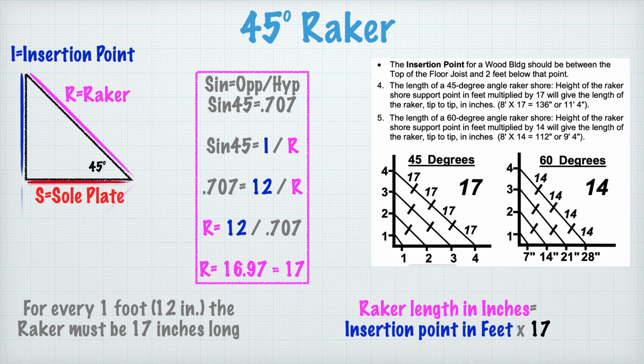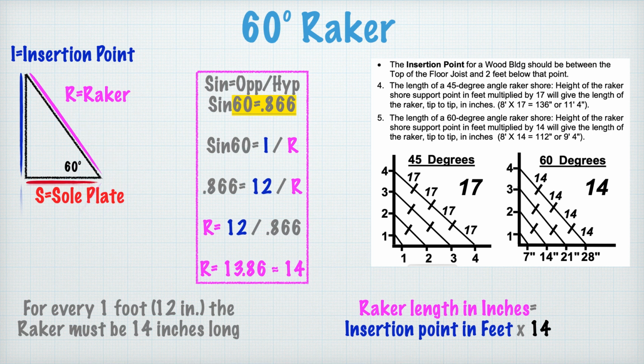So on our insertion point side, we're going to give that a magnitude of 12, because 12 inches equal 1 foot. And if we run that math out, we learn that using the unit of 12 for our insertion point height, our Raker length or magnitude is 17. Well, it's 16.97, but for round math and for field use, 17 works. And so that's how the multiplier of 17 allows us to convert the insertion point height in feet to a Raker length in inches.